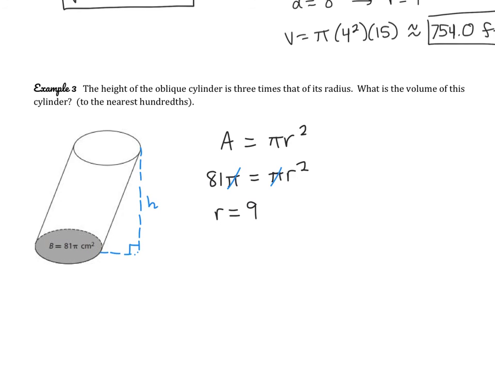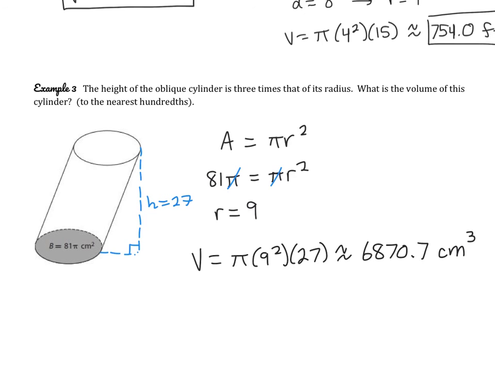and the square root of 81 is 9. So the radius is 9, and then we know that the height is 3 times the radius, so that means that our height is 27. So now we have the two pieces of information we need to find the volume. So remember, volume is pi times the radius squared times the height. Let's get a decimal approximation with our scientific calculator using the pi button. And we should get approximately 6,870.7, and then centimeters cubed for volume.